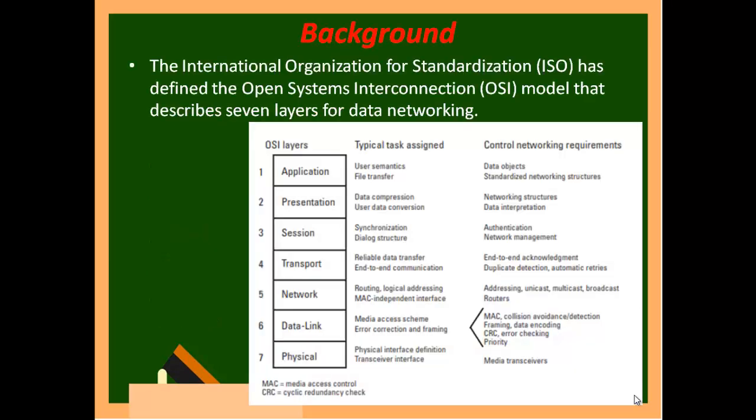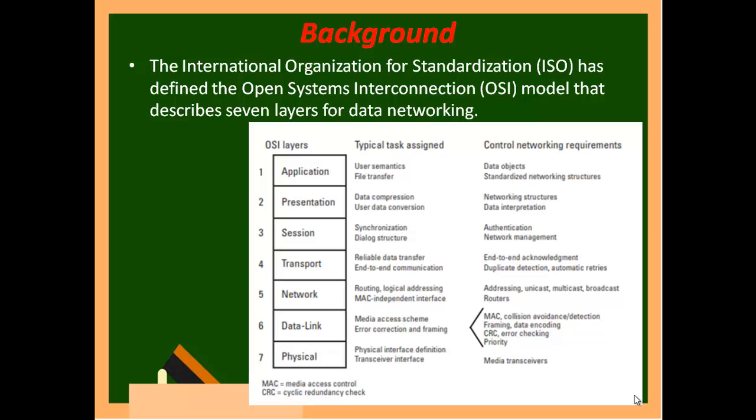So background: the International Organization for Standardization, ISO, has defined the Open Systems Interconnection, we call it the OSI model, that describes 7 layers for data networking. When there are two systems, and you want to transfer the data between the two systems, ISO has defined a protocol called OSI. So how has it been done?